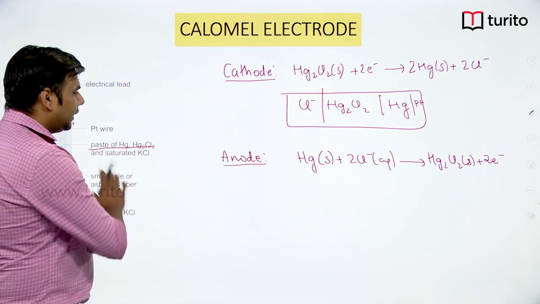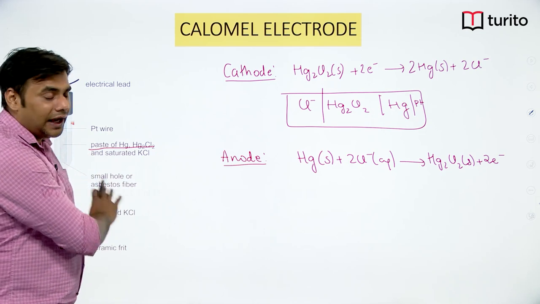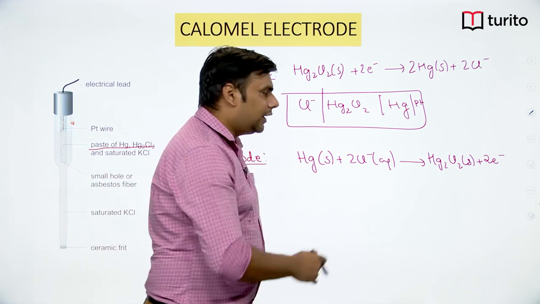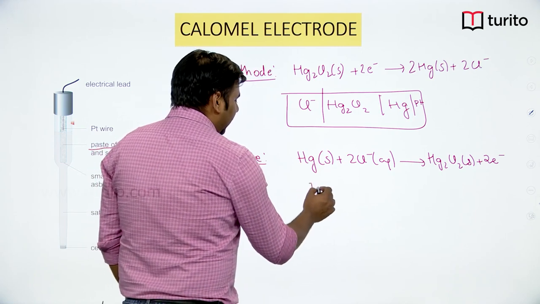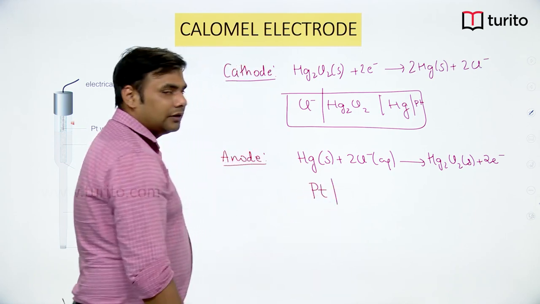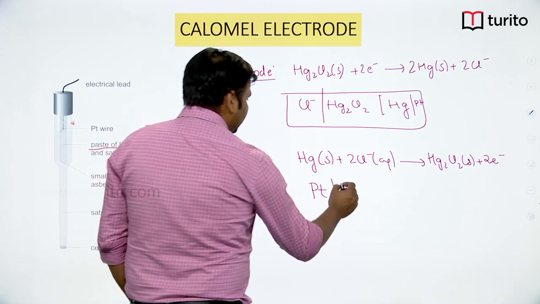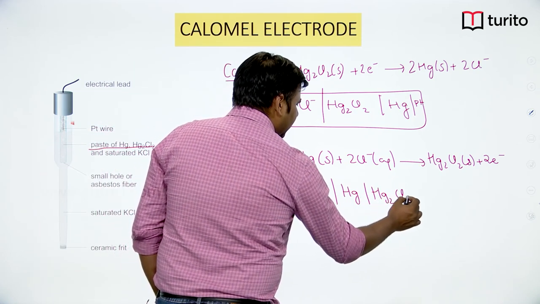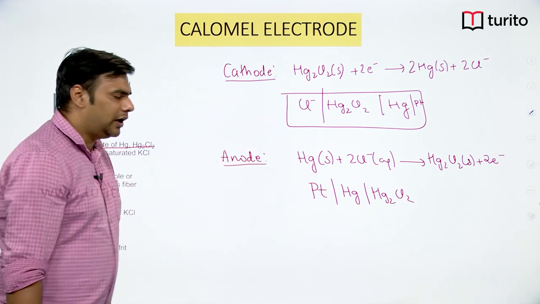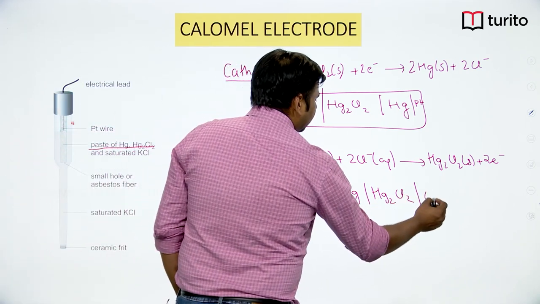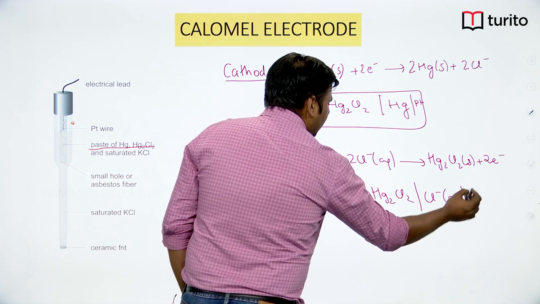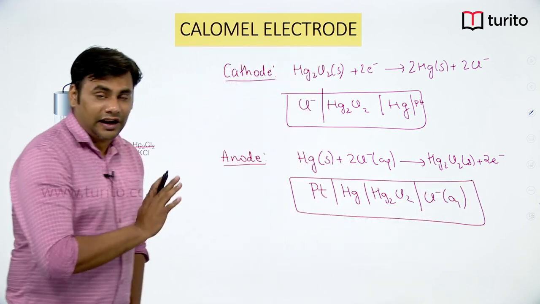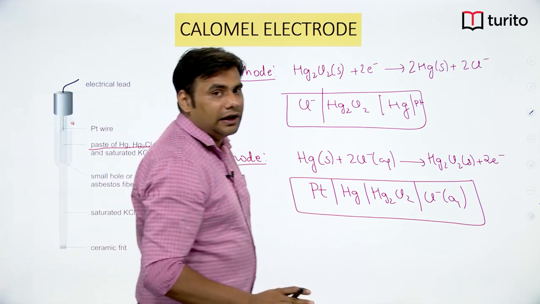When you are talking about this acting as an anode, the anode is always present on the left hand side. So when you enter into the anode through the platinum wire, platinum will come first. Then we will get Hg, then Hg2Cl2. You can also write this as Hg, Hg2Cl2. Then we will get the chloride ion. So this is how you represent this cell. I hope cell notation is very clear to you.